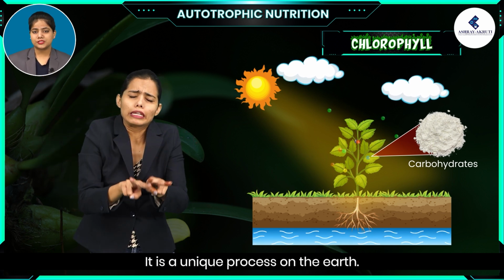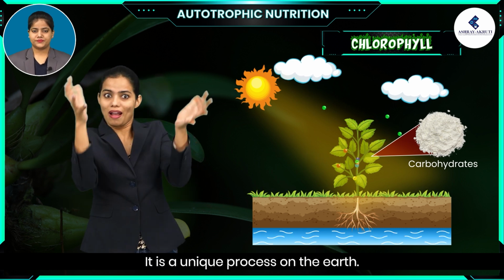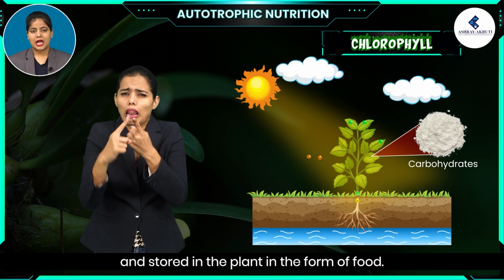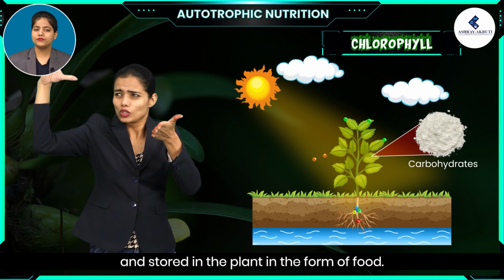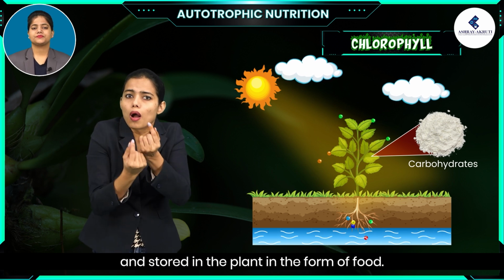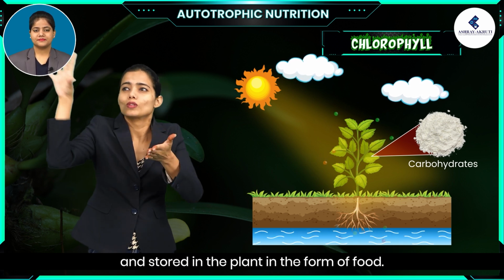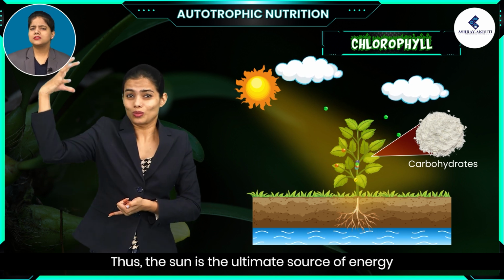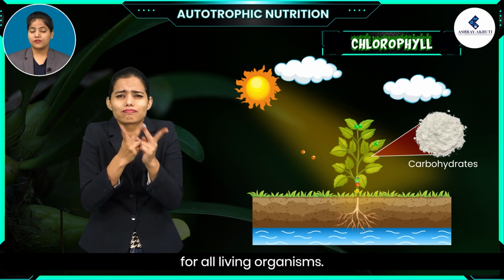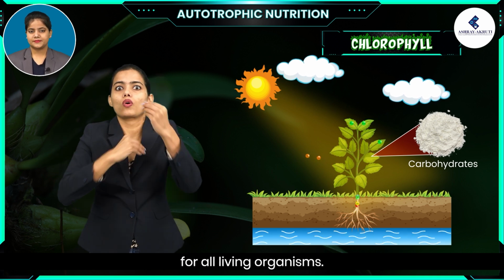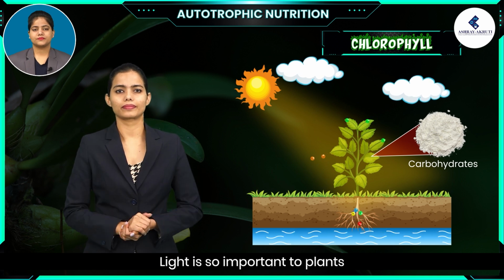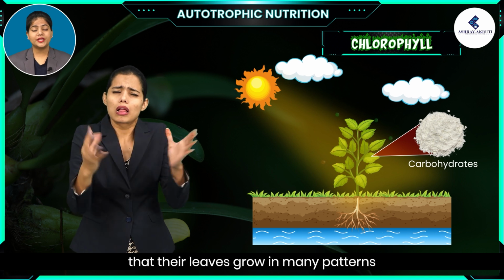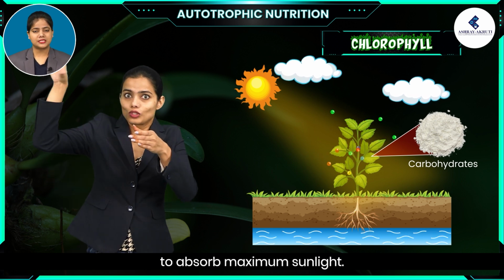It is a unique process on the earth. The solar energy is captured by the leaves and stored in the plant in the form of food. Thus, the sun is the ultimate source of energy for all living organisms. Light is so important to plants that their leaves grow in many patterns to absorb maximum sunlight.